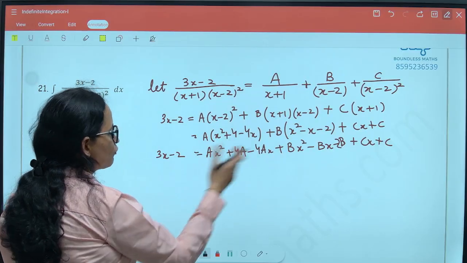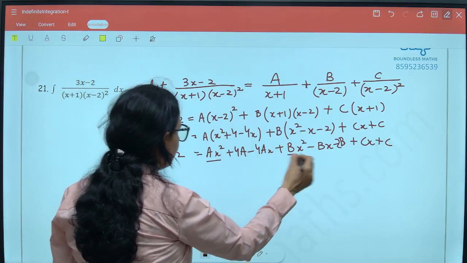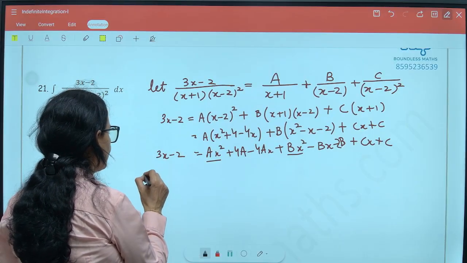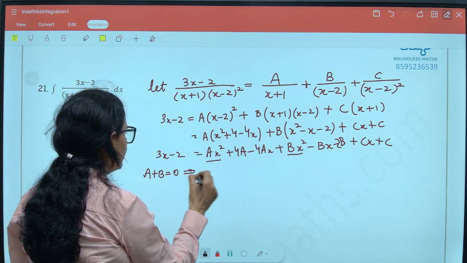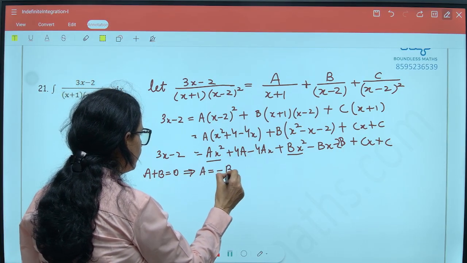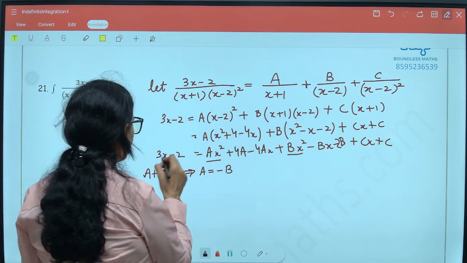Now you equate the coefficients of x square. You have ax square, bx square, but there is nothing on the left side. So that means a plus b equals 0. This also means a is equal to minus b. We'll use it further.